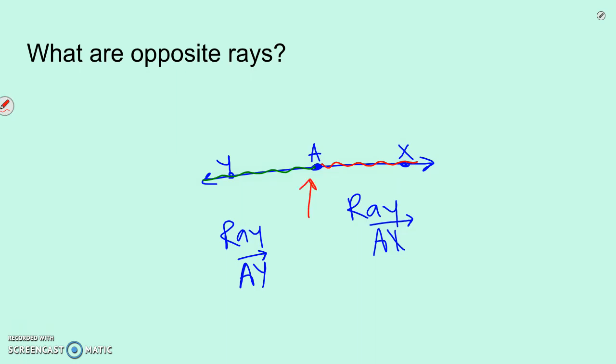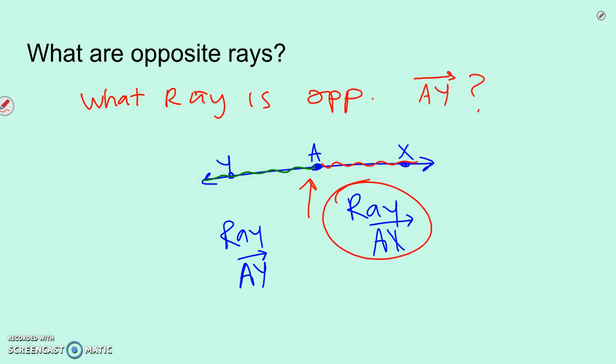So the question might be, what ray is opposite ray AY? Given that picture, and we would say, oh, I know what it is. It's ray AX. All right, we're going to pause the video here. The rest of your questions are going to be answered in part 2 of the video.